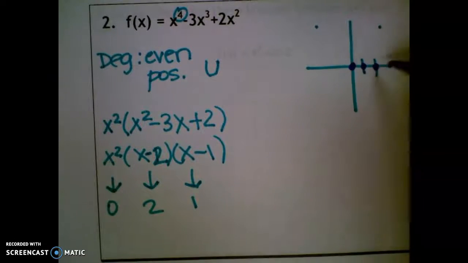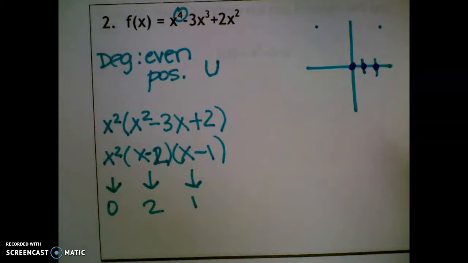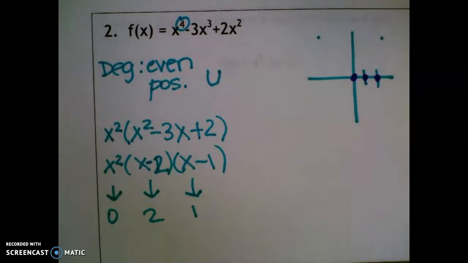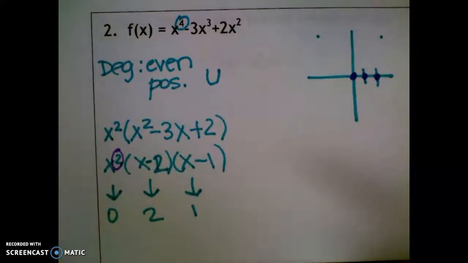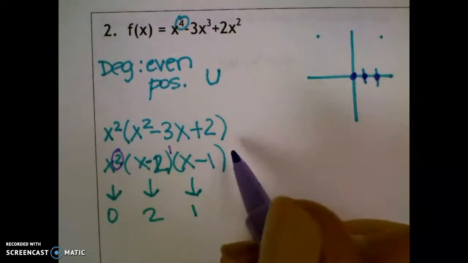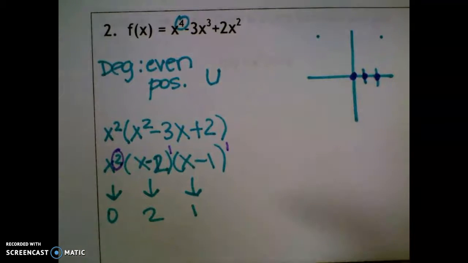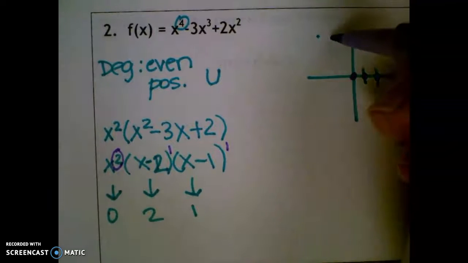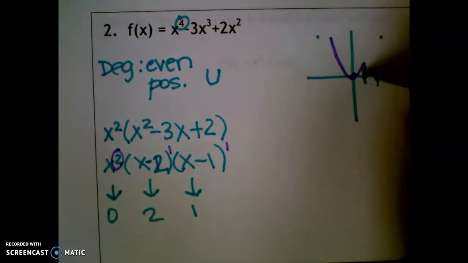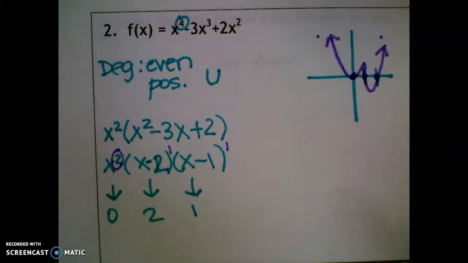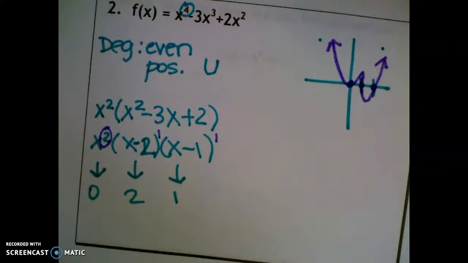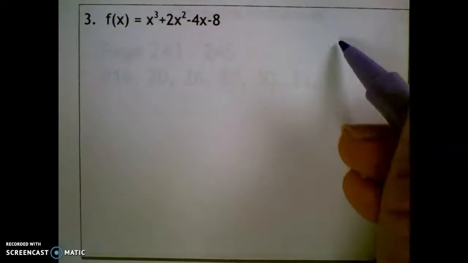0, 1, 2. And then for the actual multiplicity portion, at 0 we're going to touch because it's even, but these two have 1s, so they're going to cross. So we're going to start up here, touch, cross, cross, and I ended up where I need to, so that graph is done. Alright, one more example like that.